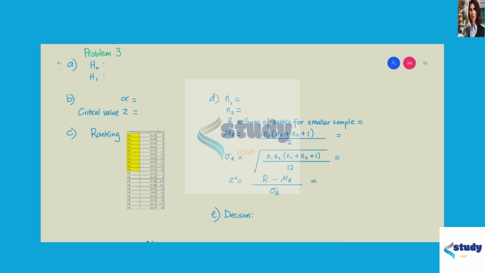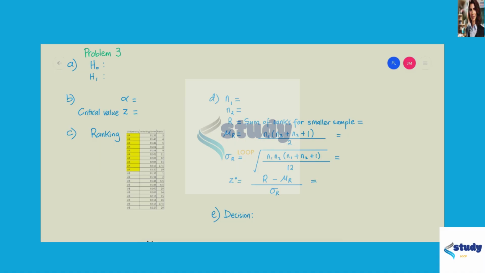In problem 3, we're going to be comparing the skating times for women in two different universities, University A and University B. And in this problem, we're going to be testing the claim that there is no difference in times between the universities at the 0.05 level of significance. So we're going to go through this in stages.